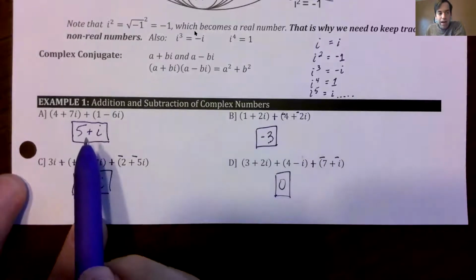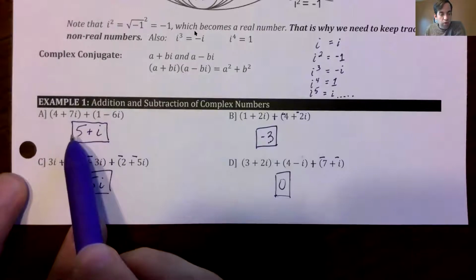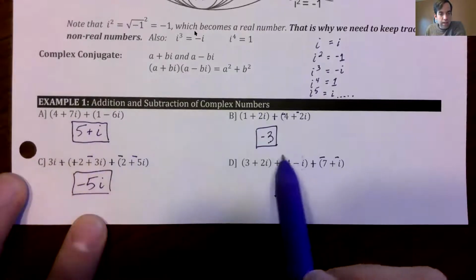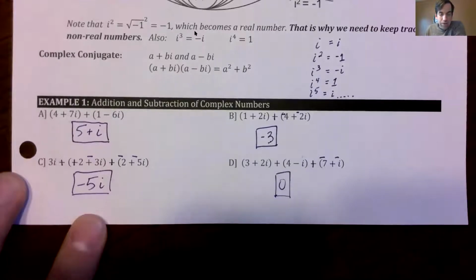So anytime that you have a real and an imaginary portion, we want to write the real portion first, then the imaginary. And if we only have one or the other, we only have to write what we have. And if we have none, we can just write 0. All right? So that's how you add and subtract.